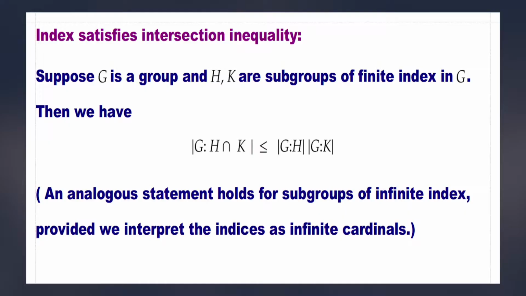The first one is: index satisfies the intersection inequality. Suppose G is a group and H, K are subgroups of finite index in G, then the index of H intersection K in G is less than or equal to the product of the index of H in G and the index of K in G. And an analogous statement holds for subgroups of infinite index, provided we interpret the indices as infinite cardinals. Let us prove it here.